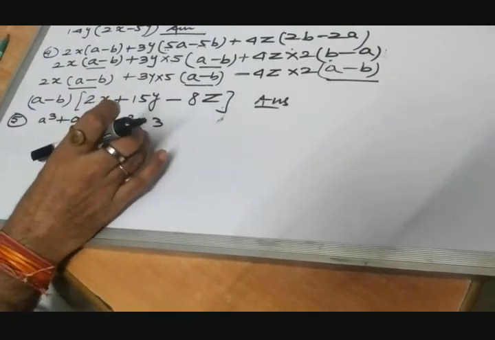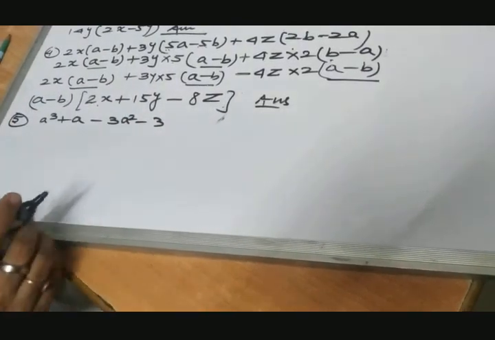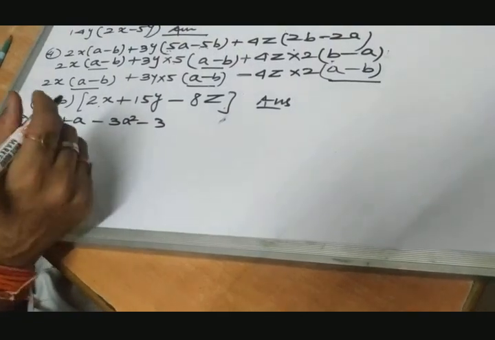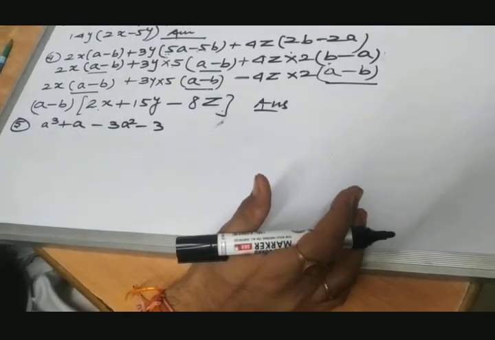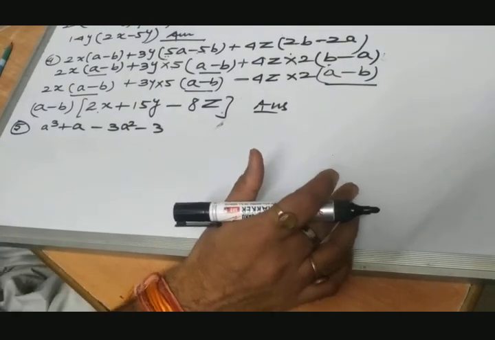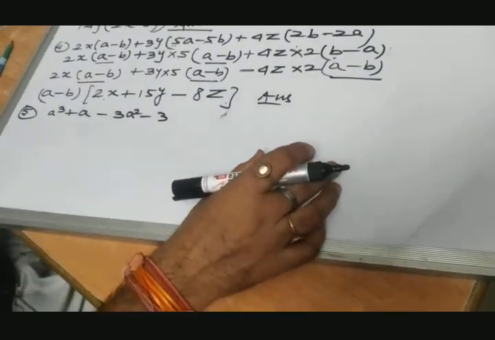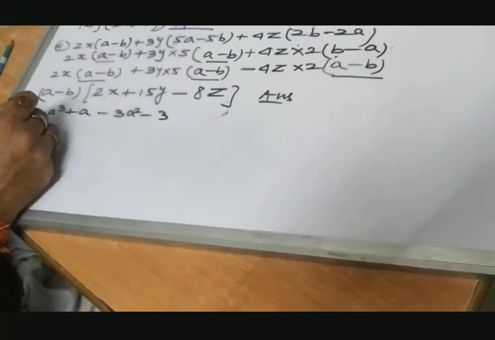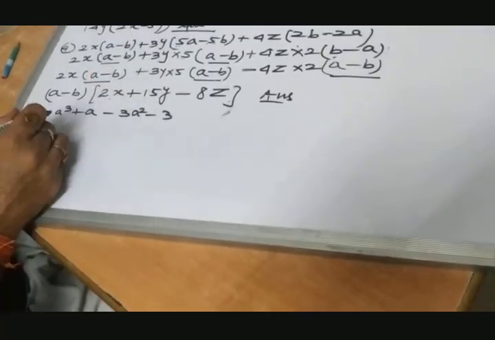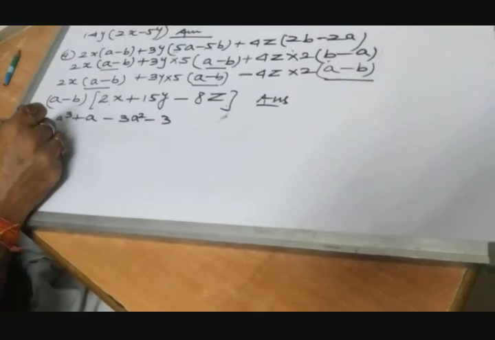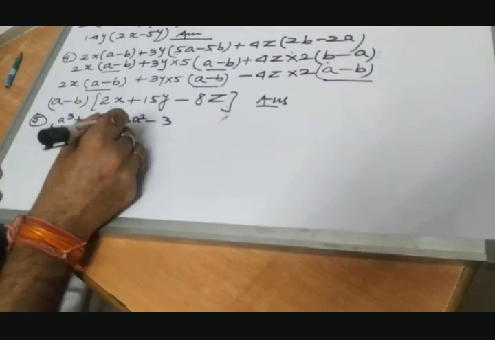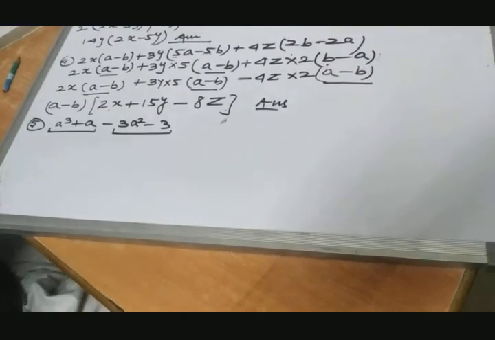In this type of question, we will divide the question into 2 groups or 3 groups. If it contains 4 terms, it is divided into 2 groups. If it contains 6 terms, it will be divided into 3 groups. So it contains 4 terms, so we will divide it into 2 groups. First 2 terms taken as the first group, second two terms taken as the second group.